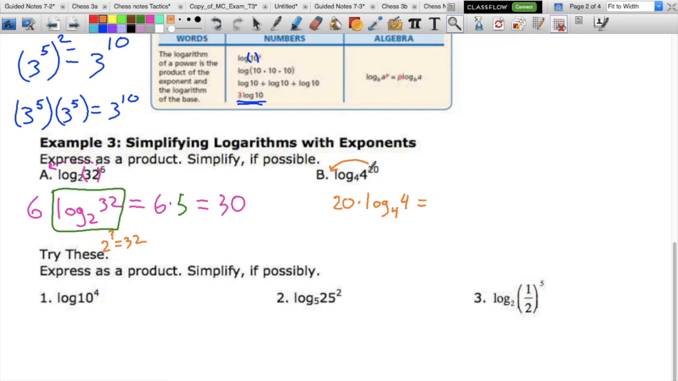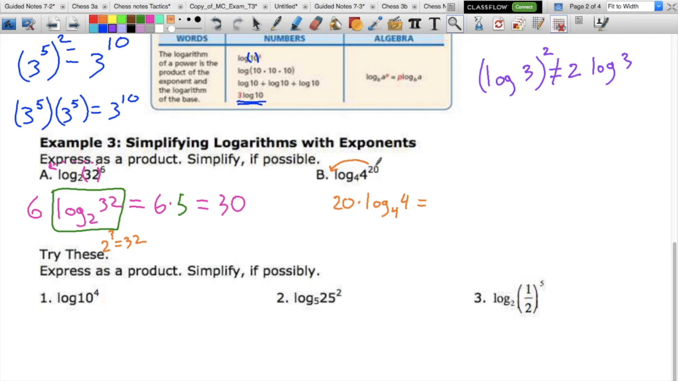This property says if your power is on the 4 only. I want to just stress something that's not true. If I have the log base 10 of 3, and I raise the whole thing to the second, in this case I cannot bring this 2 out. The 2 has to be only on what you're taking the log of. If this 2 were to come out, that would be false. This is not 2 times the log of 3. That's not correct. This 2 has to be only on what you're taking the log of.